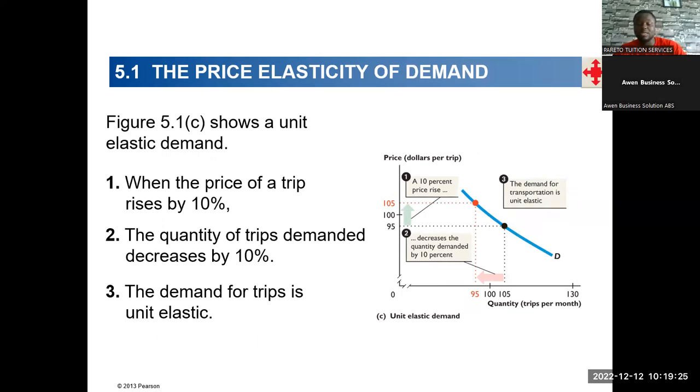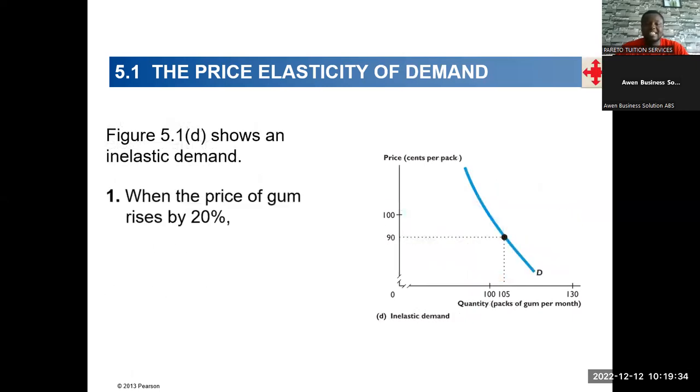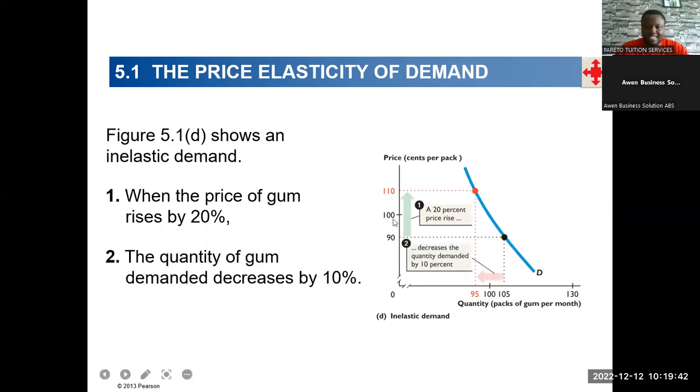The percentage change in quantity is exactly the same as the percentage change in price. Then let's look at inelastic demand. For this one, the percentage change in quantity should be less than the percentage change in price. The percentage change in price here, 90 to 110, is 20%. Then the percentage change in quantity from 105 to 95 is 10%. So you see that the percentage change in price is greater than that of the quantity.